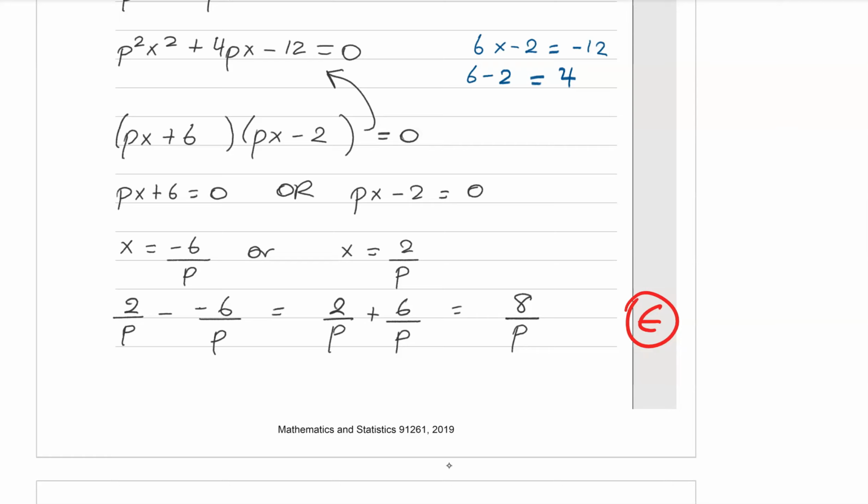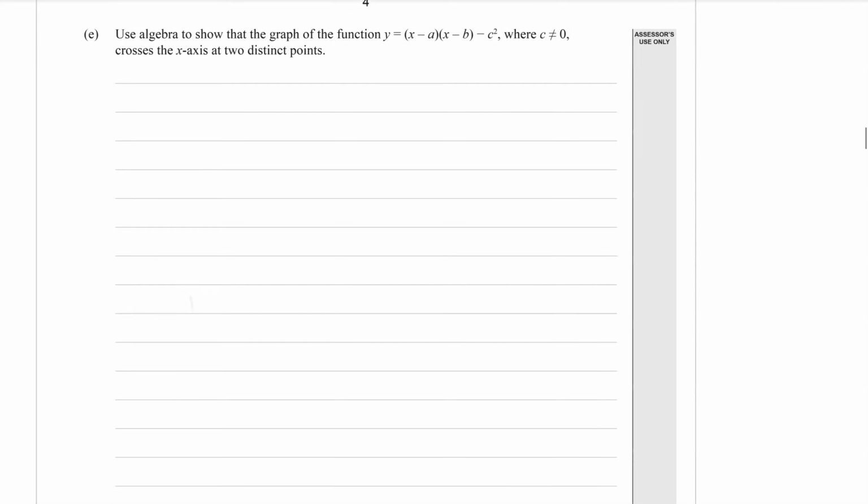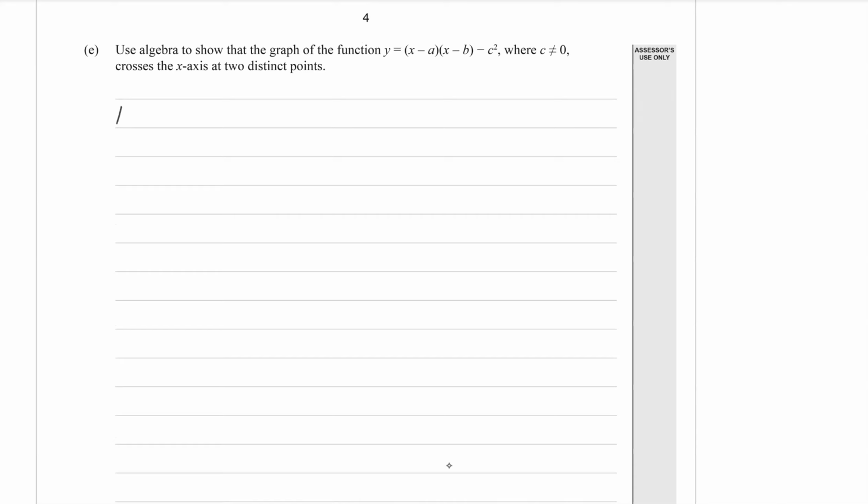This is the last question of question 1 in the 2019 exam. We're told to use algebra to show that the graph of the function, where c is not equal to 0, crosses the x-axis at two distinct points. So we're looking for a discriminant greater than 0.